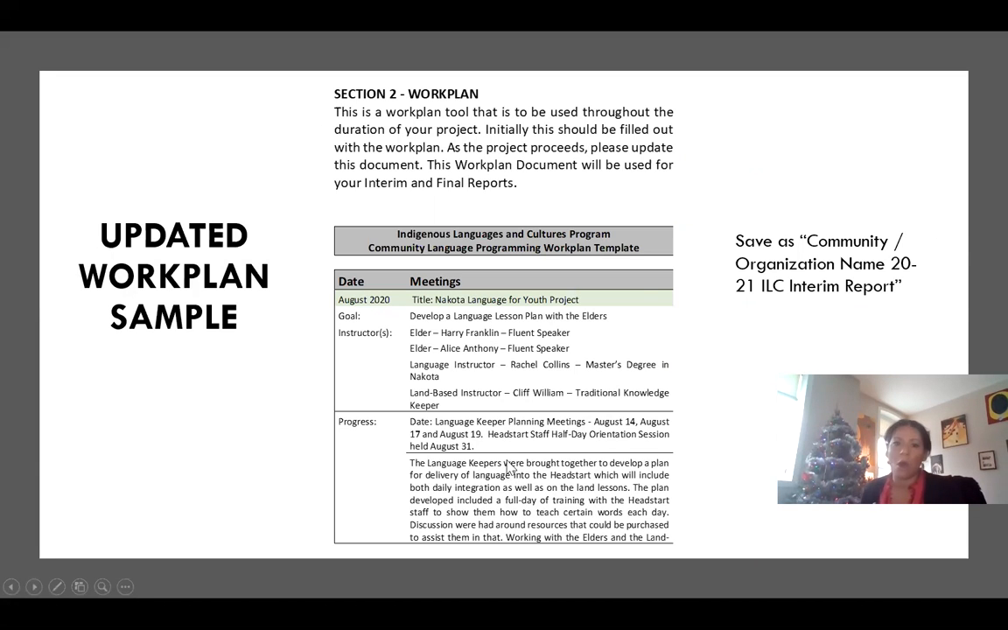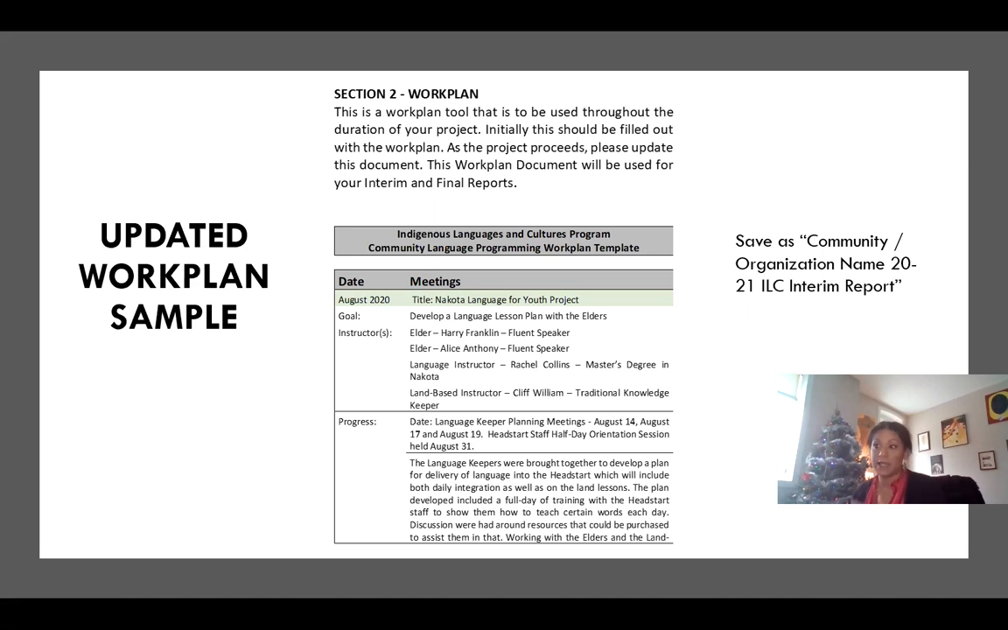I did just mock one of these up. Before I start, I want to talk about how you save this document. Please save it as a Word document and not a PDF when you send this in. And I do ask that you save it as your community/organizational name, 2021 ILC interim report.